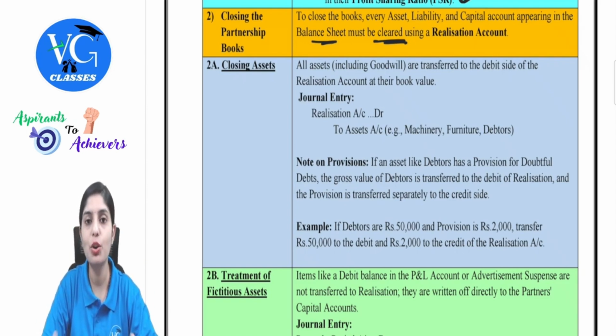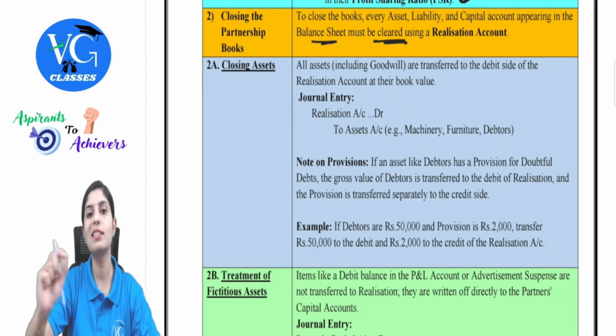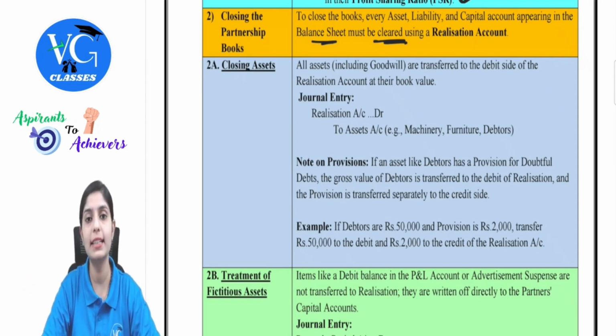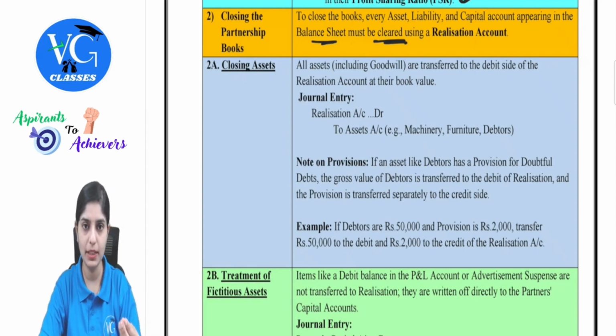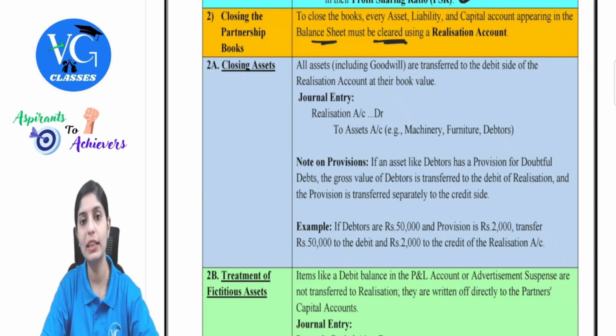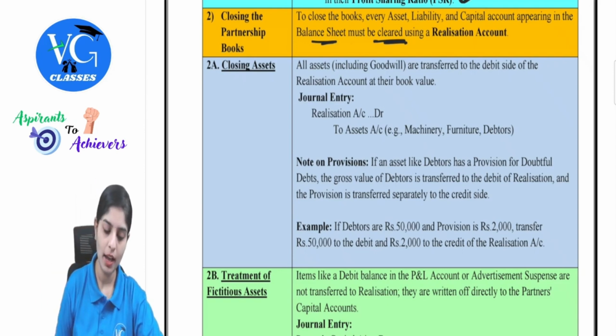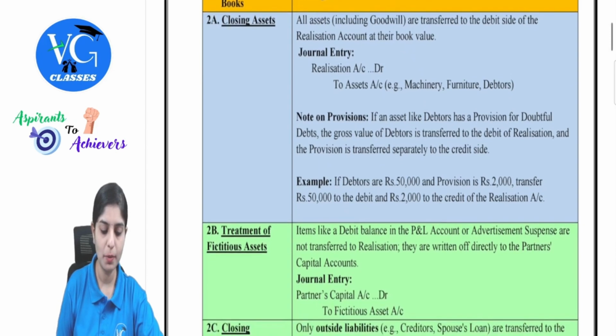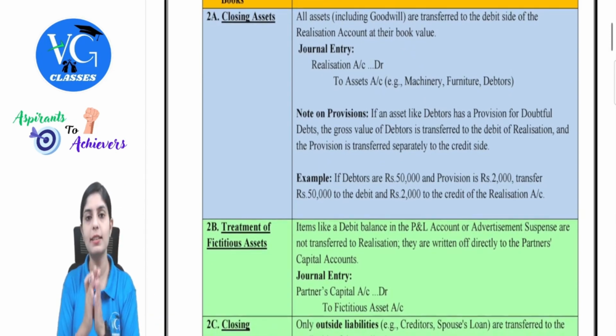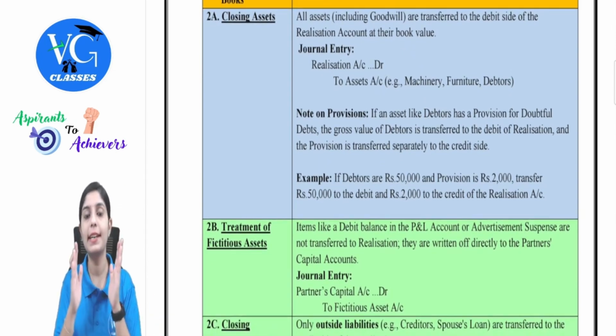So, in the balance sheet, what do we observe? We have assets, liabilities, and capital balances. So, these need to be closed using a separate account called the realization account. So the activity we are doing is nothing but realizing the money derived from the assets to pay off the liabilities. So there is a realization account. So the first point under this would be closing assets. See, understand one thing, the business is getting closed.